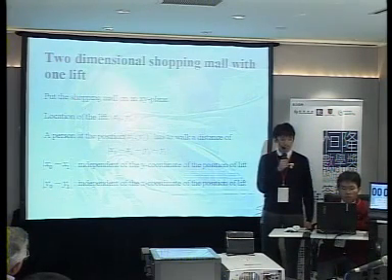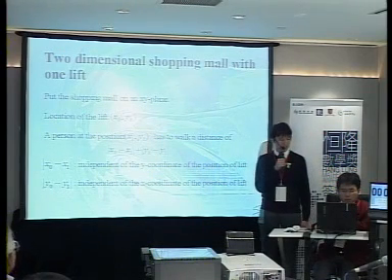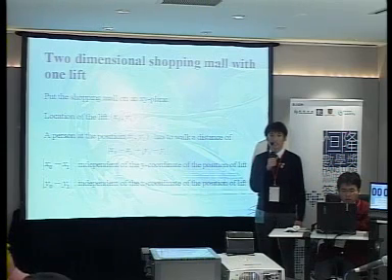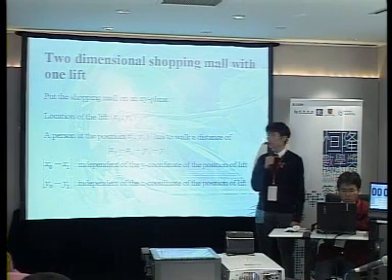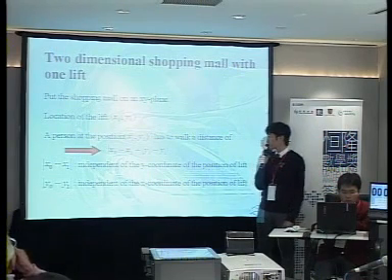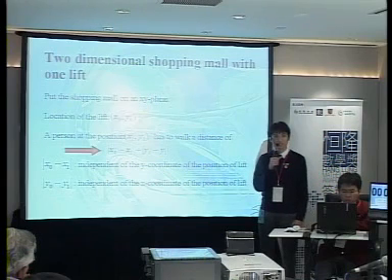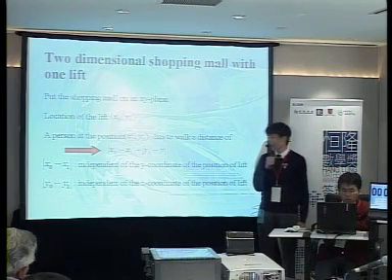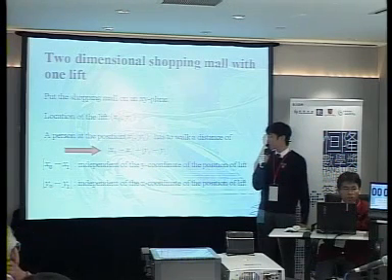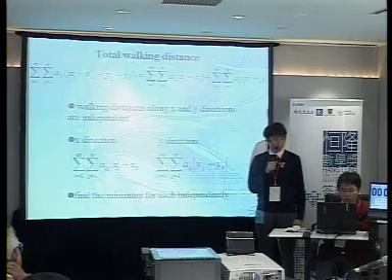Then we consider the case of a 2-dimensional shopping mall with 1 lift to be installed. First, we put the shopping mall onto an XY plane and let (X_lift, Y_lift) be the location of the lift. Then a person at the position (X1, Y1) has to walk a distance of this to reach the lift. Note that the walking distance along the X direction is independent of the Y coordinate of the position of the lift, and the walking distance along the Y direction is independent of the X coordinate of the position of the lift.